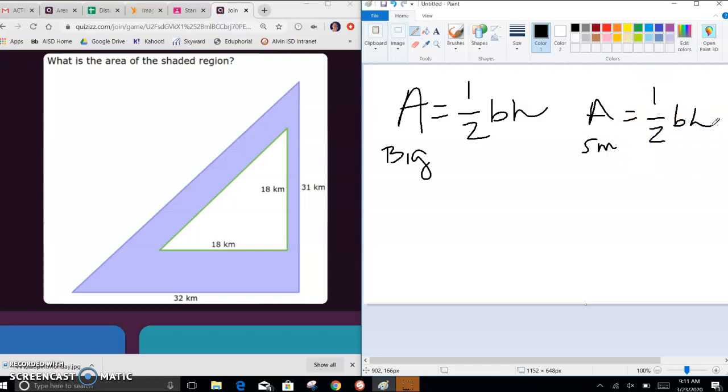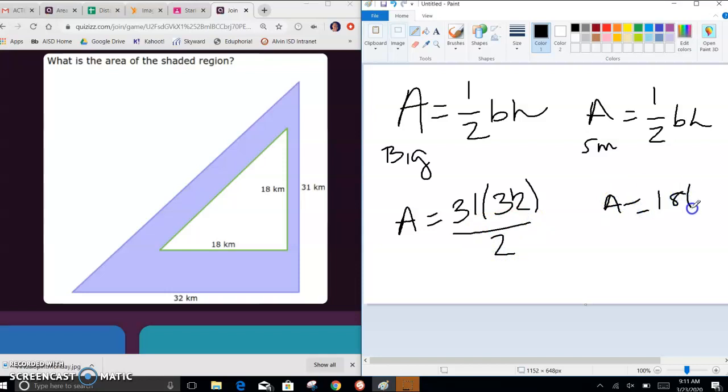Both of them have the same formula. So the base and height of this big triangle are 31 by 32. So area equals 31 times 32 divided by 2. This one over here, area equals 18 by 18, cut in half, divided by 2. So I am going to work this out. I need a little bit of space, so I'm going to erase. I need a big eraser to erase this. This will be where I'm showing the work.